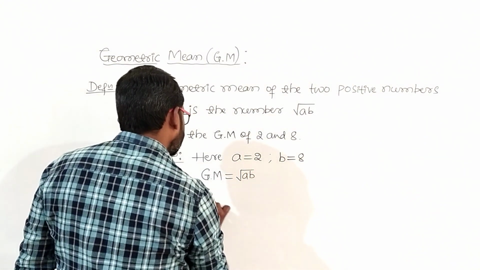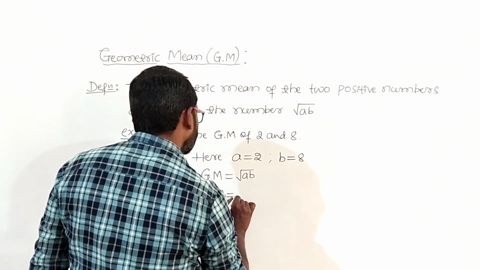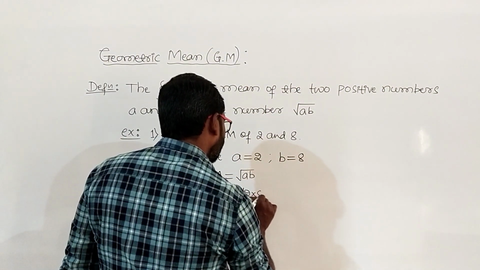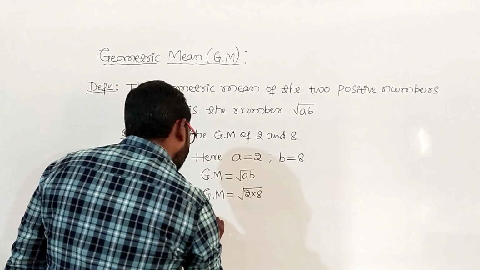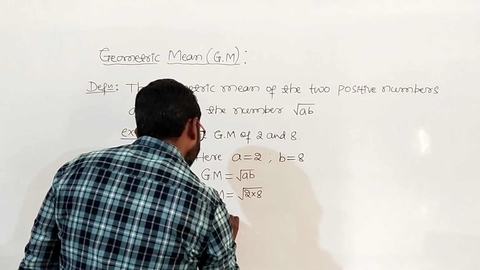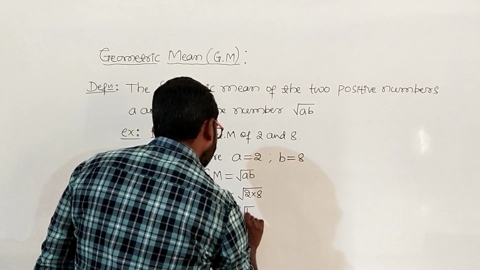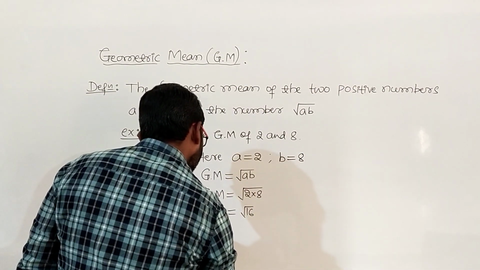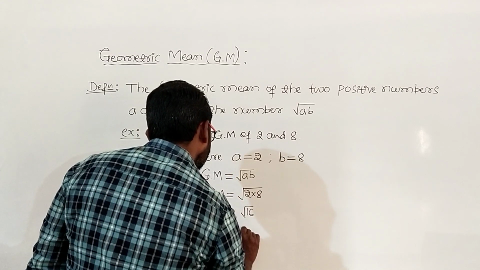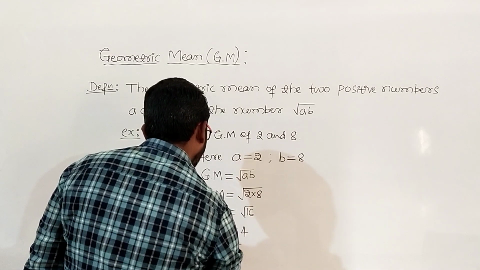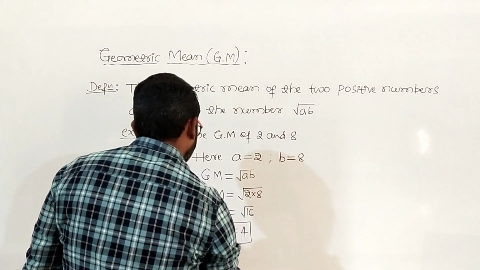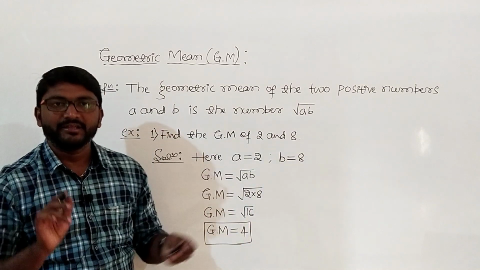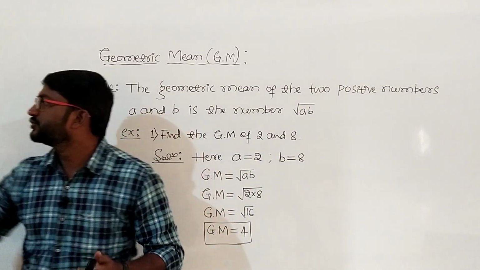So GM is equal to square root of 2 into 8. Then GM is equal to square root of 16. What is the root 16? It is 4. So GM is equal to 4. So this is the geometric mean of the two numbers 2 and 8. This is how we calculate the geometric mean.